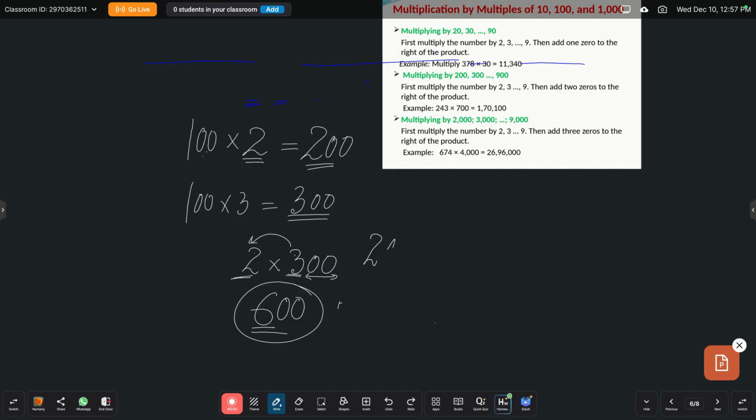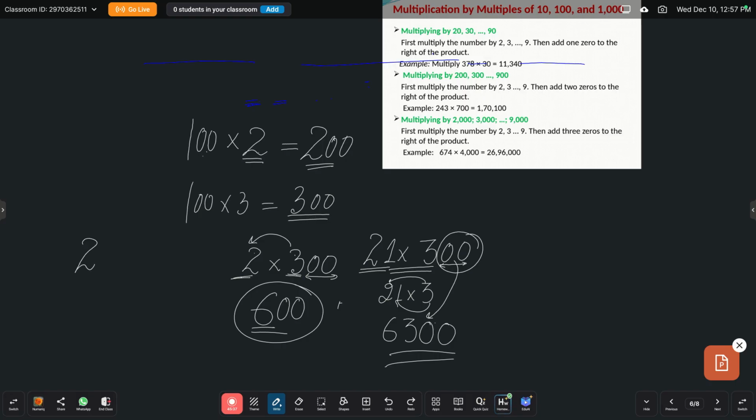Now let me take another example, like 21 into 300. Here again, this is a multiple of 100, so you will ignore these two zeros. You will first multiply this 21 by this 3. Tell me, what is 3 ones? 3, and 3 twos are 6. After that, I have to put these two zeros on the right side of this number. Now again, I will take another example. Here it is 20, here it's 23.